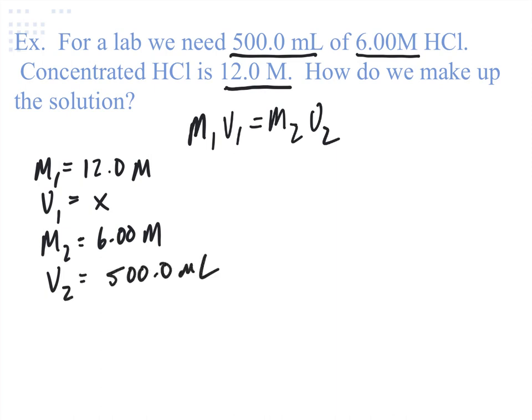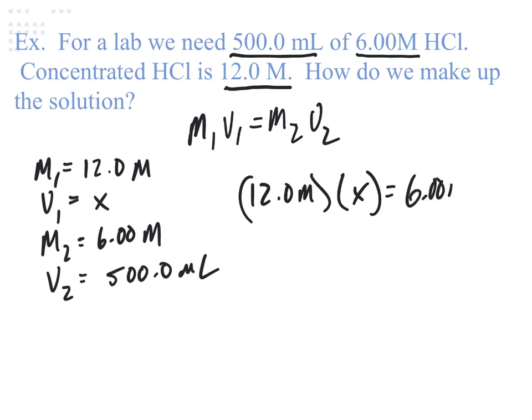Because we're using volume on both sides of the equation, we don't really have to change it to liters. You could change it to 0.5000 liters if you wanted to, but you don't have to. You can leave it as is. So I would take my 12.0 for my concentration. I'm solving for the volume that I need of the concentrated solution. What I want to make is the 6.00, and how much of it do I need? I need 500 milliliters of it.